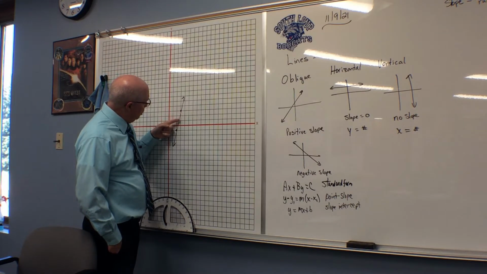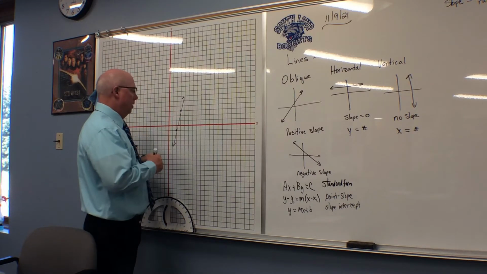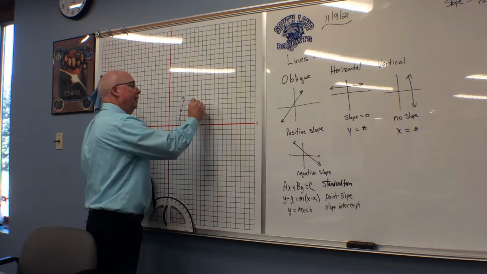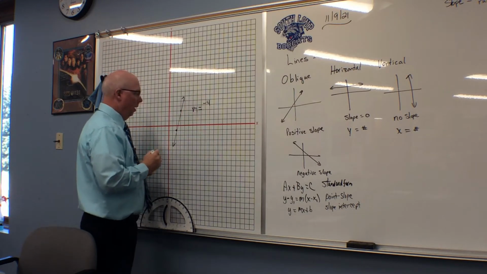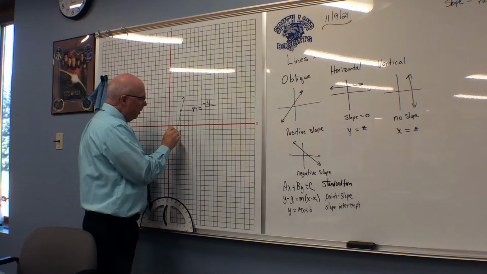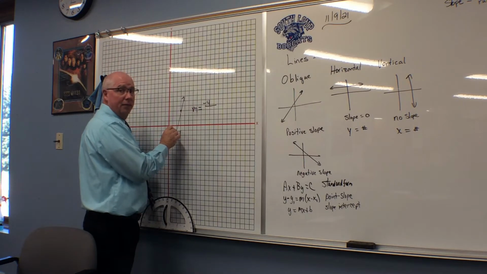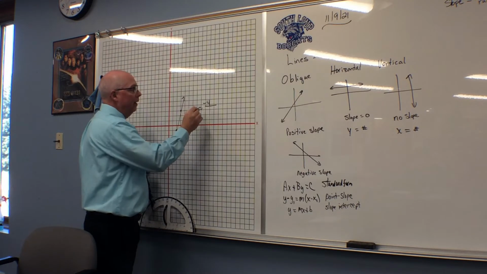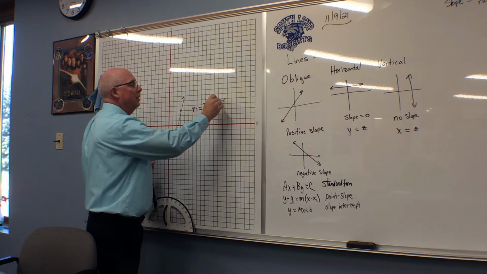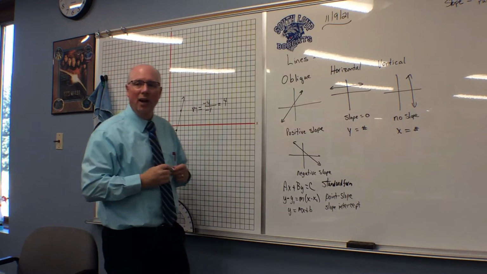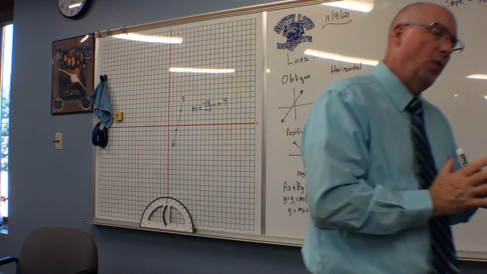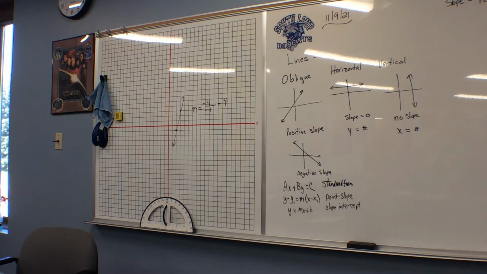So it's 1, 2, 3, 4. So m equals a negative 4. Over, now I'm here, right here. So I go left 1. Over a negative 1, so my slope is negative 4 over negative 1, which is 4. I do not like you to put 4 over 1. I want 4.